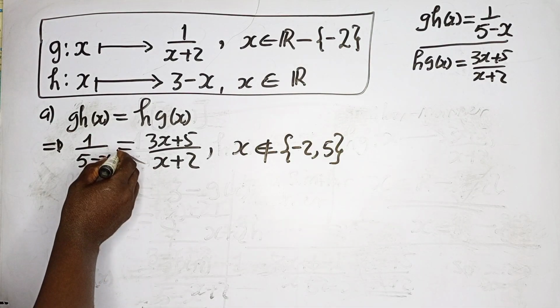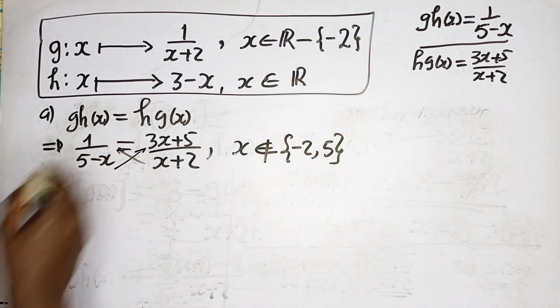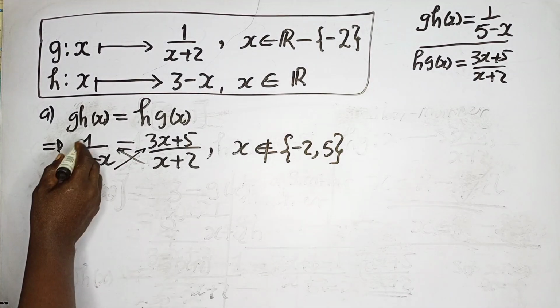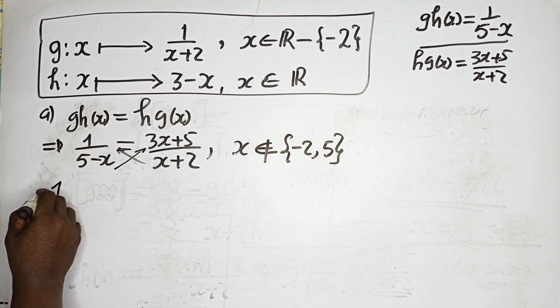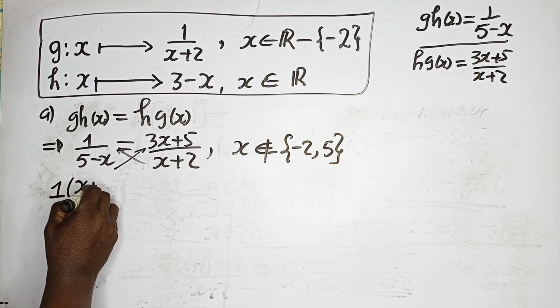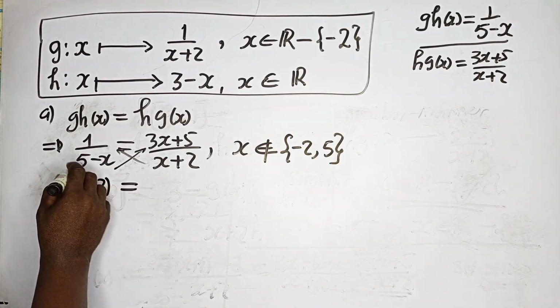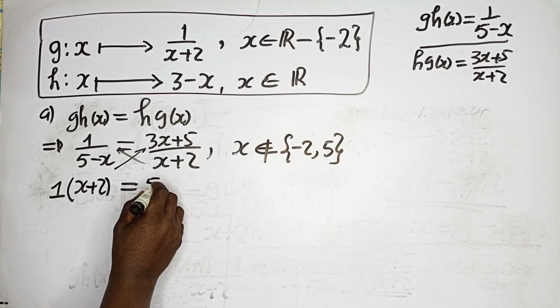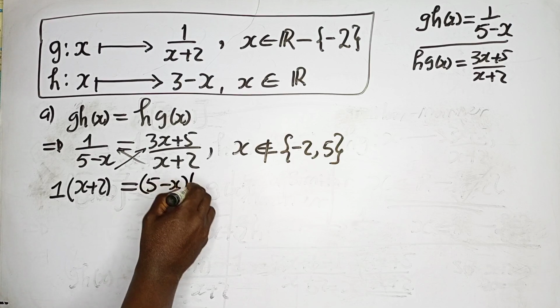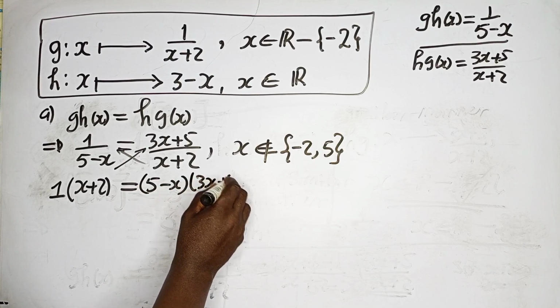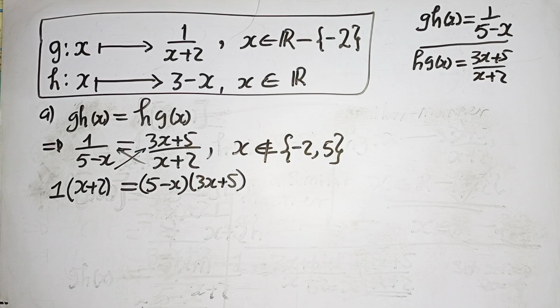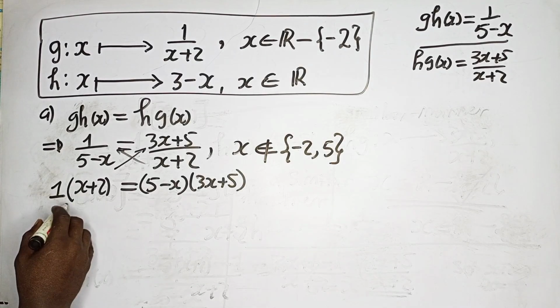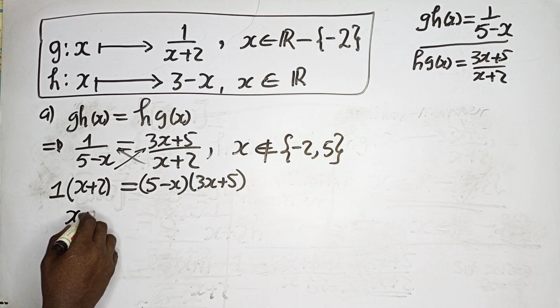This denominator will multiply that numerator, this denominator will multiply that numerator. So we have 1 multiplied to x plus 2 is equal to this expression multiplied to that expression: 5 minus x into 3x plus 5. 1 multiplied to anything, we just have the same expression.